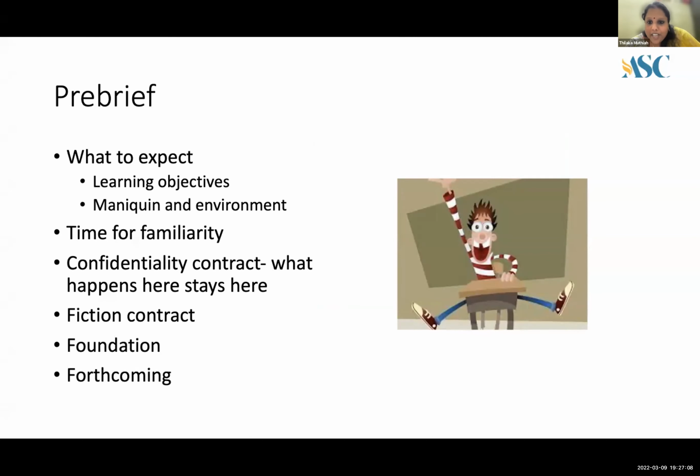A good pre-brief lays a wonderful foundation for the entire simulation. And at the end of a good pre-brief, we should have learners who are forthcoming and interested and eager, looking forward to what they are going to learn out of the scenario more than how they are going to perform in the scenario.